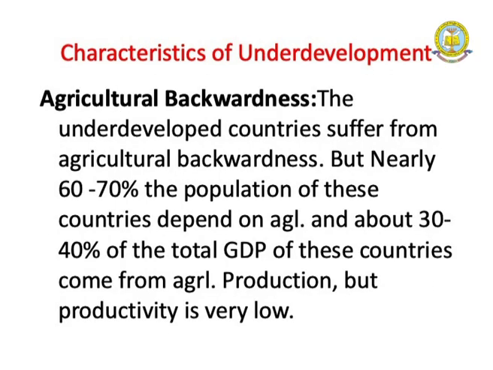The next characteristic is agricultural backwardness. The underdeveloped countries suffer from agricultural backwardness. Nearly 60 to 70% of the population of these countries depend on agriculture, and only 15 to 25% of the GDP comes from agriculture. So, production is low, productivity is low, and agriculture becomes unviable for the people to pursue, but still they pursue agriculture because there is no other option for them.